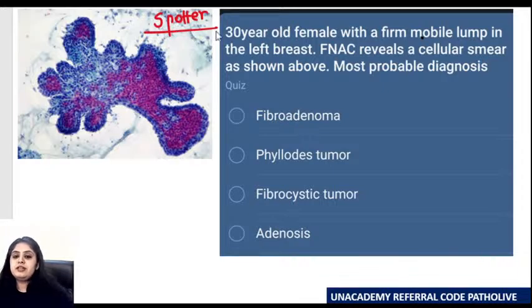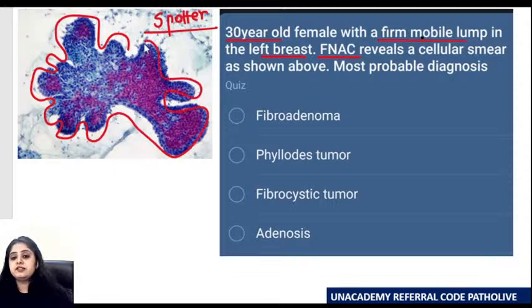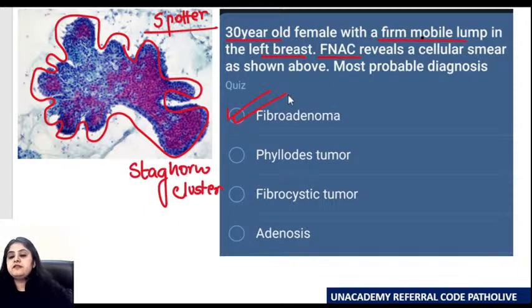Very good. So if I'm seeing an FNAC, and this is quite a young female, a 30-year-old female, and the clinical impression is that in the breast there is a firm mobile lump. It's mobile, so I don't see any features of cancer here, neither is her age that of a cancerous lesion. And FNAC shows me this kind of a cluster. That's a classical, very good, like I said, spotter image. That's a staghorn cluster, and that is something that you see in a case of fibroadenoma.